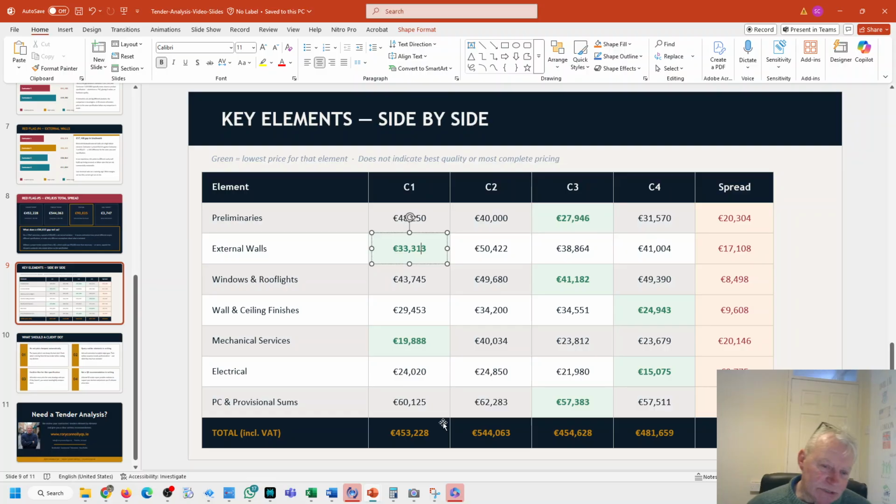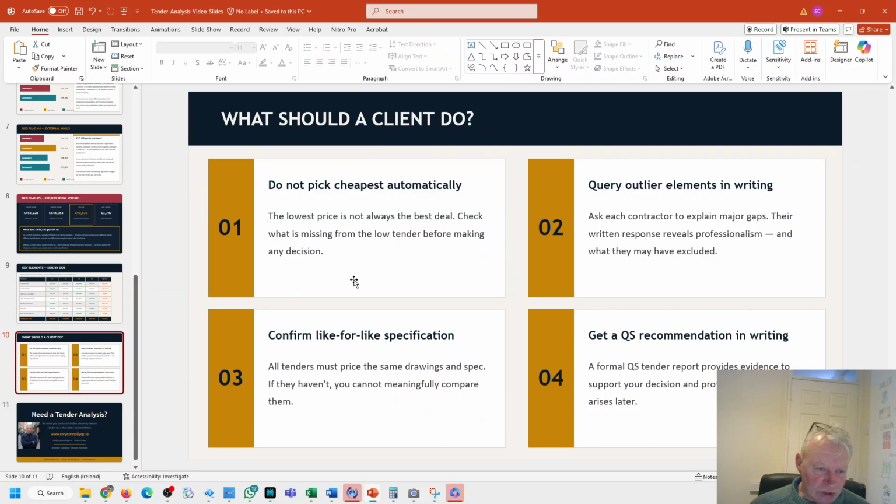So it's not just what you see here. This is only a snippet, and if this is the extent of the analysis that's taken place, you can't stand over it. So what should the client do? If you're doing this on your own, you don't automatically pick the lowest. You query, because now you've got a comparison. You write an email and you query.